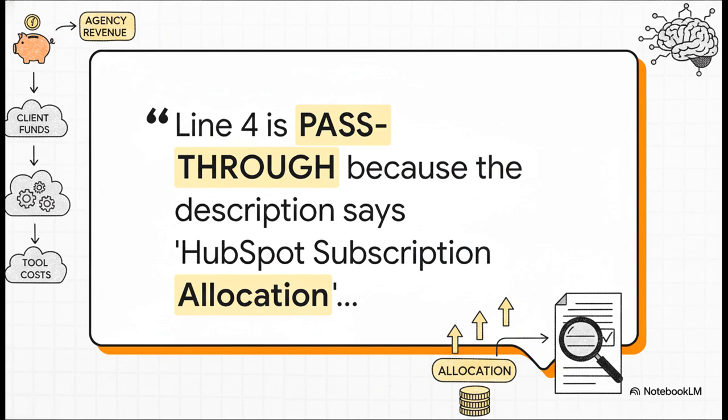And you know, this is why it works so incredibly well. The AI isn't just matching keywords, it actually understands context. For example, it might say something like this. Line 4 is a pass-through because the description says HubSpot subscription allocation. It recognizes allocation as a common pattern for these pass-through costs. That kind of reasoning builds trust and makes the final review process incredibly fast.